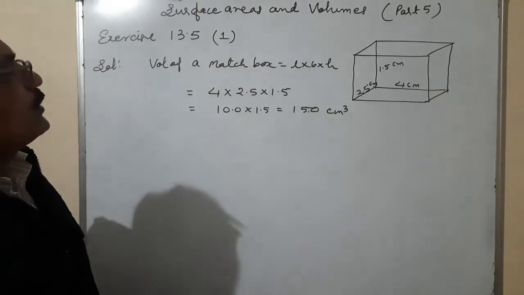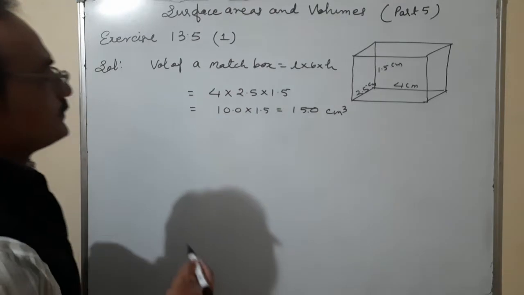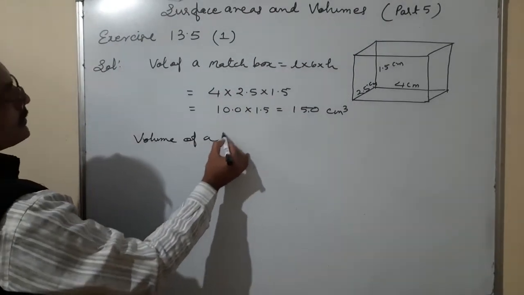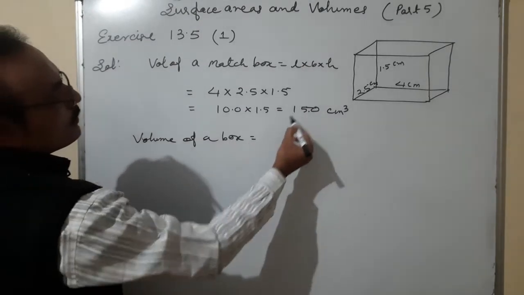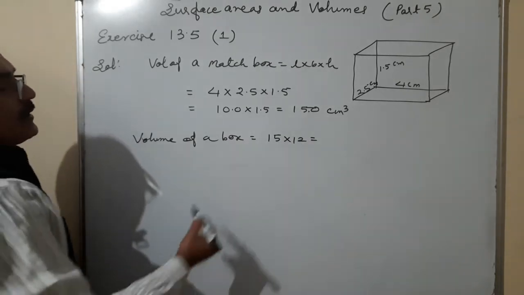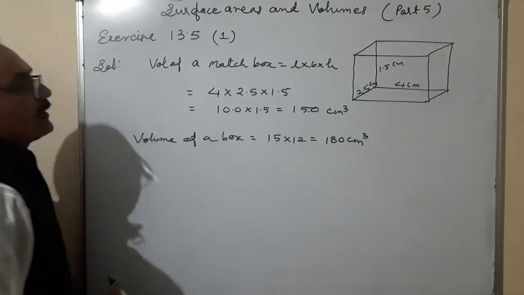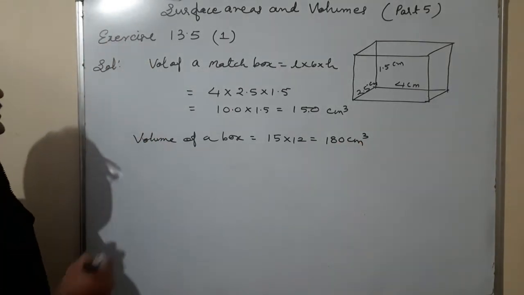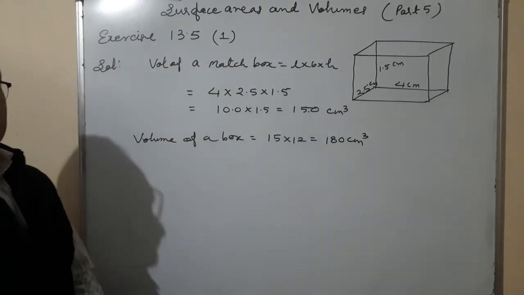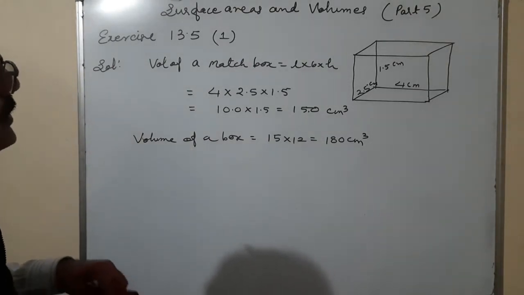We are going to find the volume of a box which contains 12 such matchboxes. So volume of a box is equal to 15 multiplied by 12. 15 multiplied by 12: 150 and 30 is 180. 180 centimeter cube. So this is the answer. The volume of a box is equal to 15 multiplied by 12, that is 180 centimeter cube. So this is question number 1.